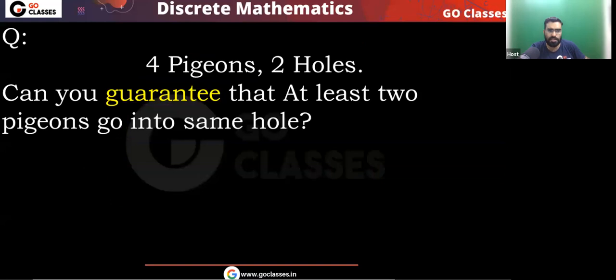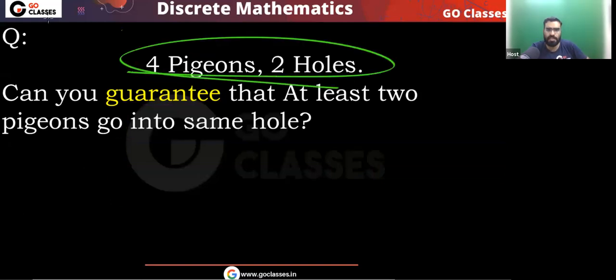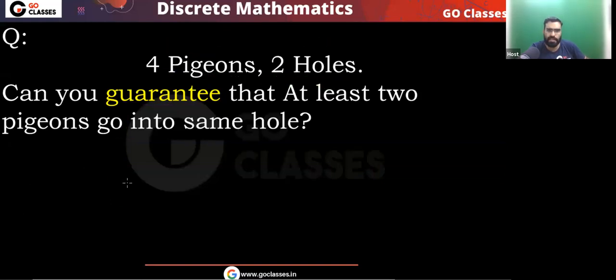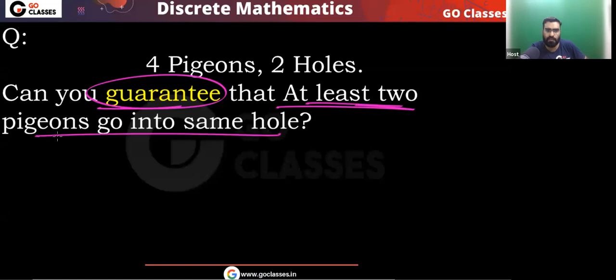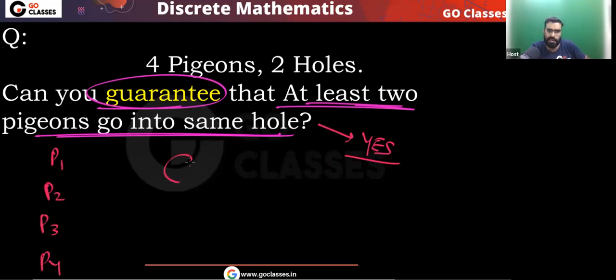Now tell me about this question. You have 4 pigeons and 2 holes. Now can you guarantee that at least 2 will share a hole? Now tell me. 4 pigeons, 2 holes. Can you guarantee that at least 2 pigeons will go to the same hole? Again the answer is yes, because there are more pigeons and fewer holes.